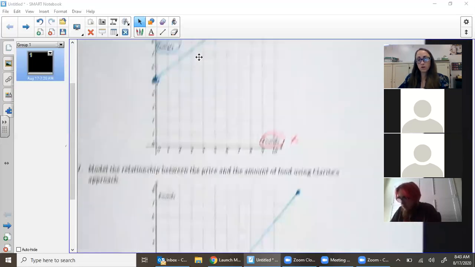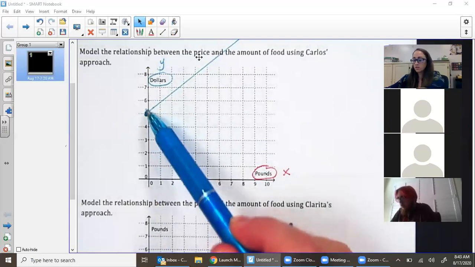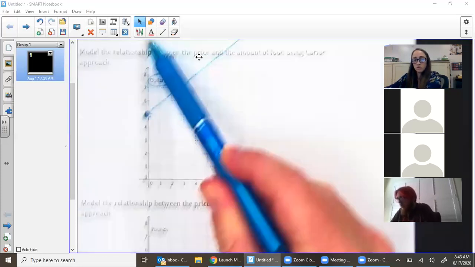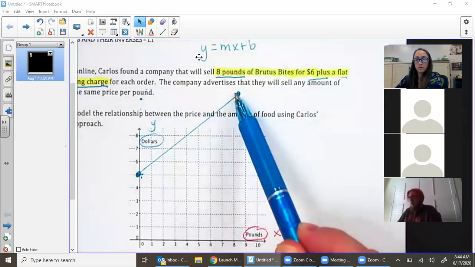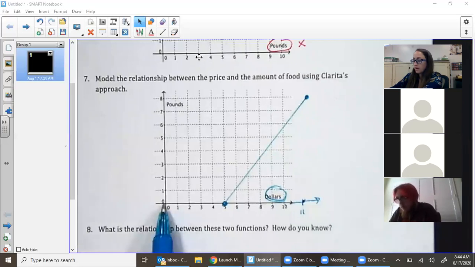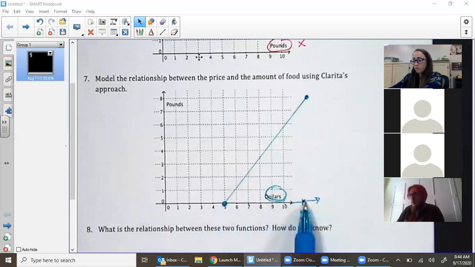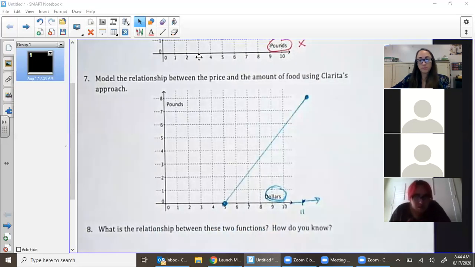So again, for Carlos, $5 shipping fee plus another $6 for every 8 pounds of food that you buy. And then for Clarita, the $5 shipping fee is going to be over here, and then we're going to pay an extra $6 for the 8 pounds of food.